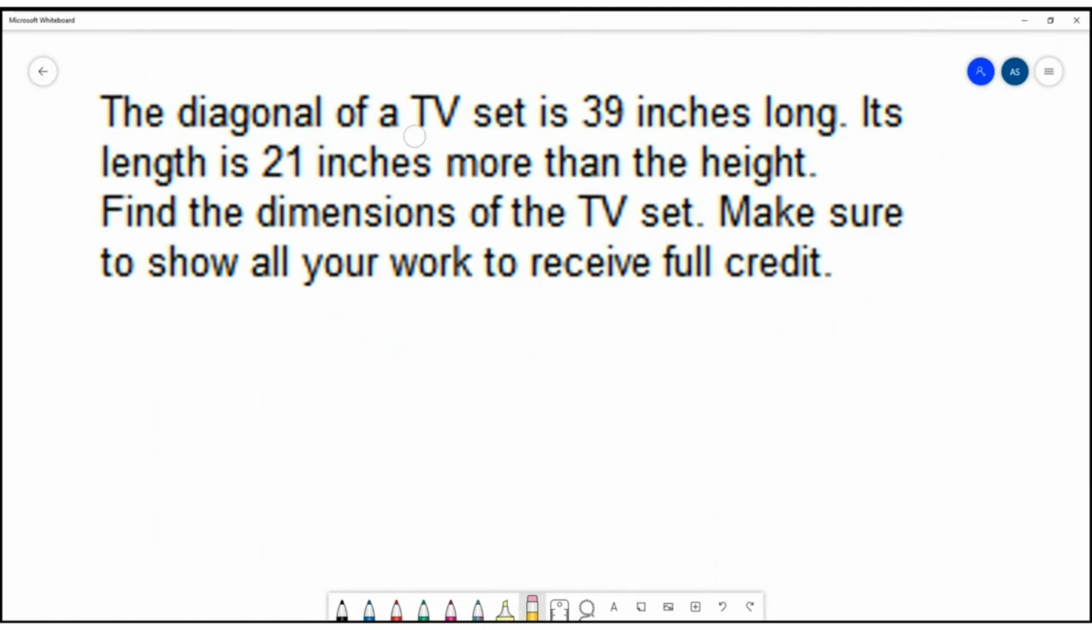The diagonal of a TV set is 39 inches long. Its length is 21 inches more than the height. Find the dimensions of the TV set. Make sure to show your work to receive full credit.